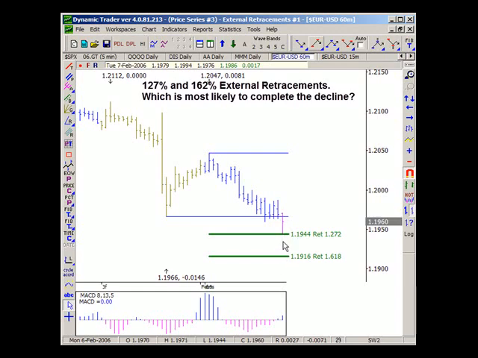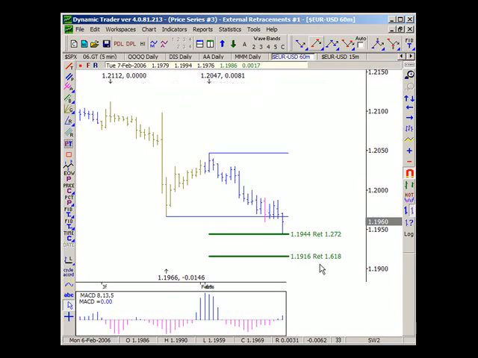So as of the last bar in this chart of the 60-minute euro currency data, the market has reached the 127% external retracement, and a ways below that is the 162. Now, is the market likely to make the low at the 127 or 162? We're assuming it's going to make a low at or very near one of the two of these. So let's look at two things and how we qualify in advance which of these two external retracements is likely to complete this decline.